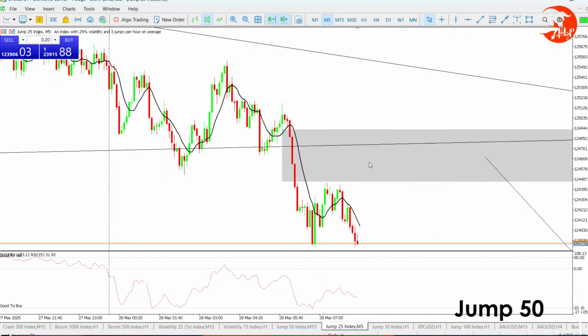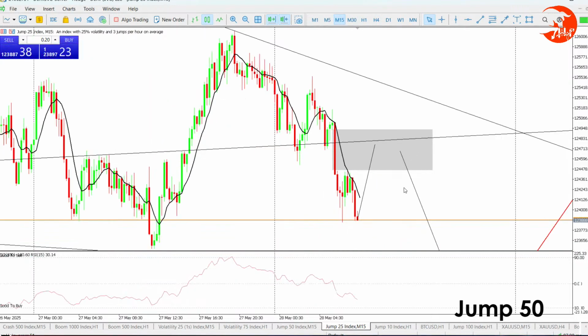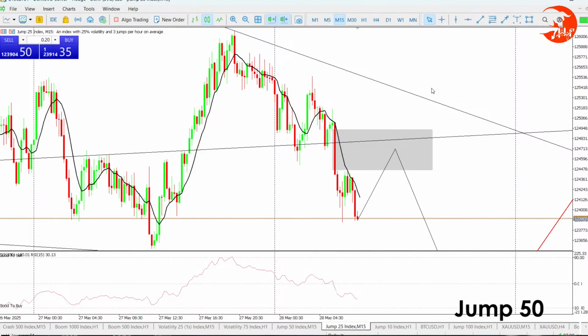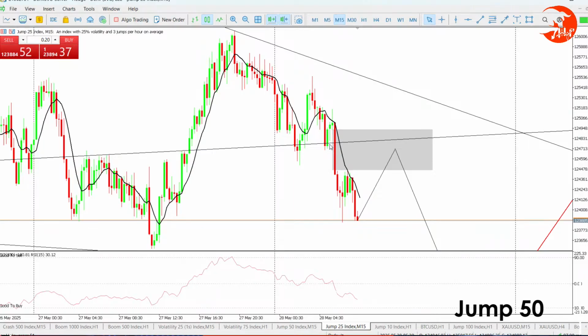If I go to M5, yeah, exactly, M5 is going to confirm this move. Is likely to confirm that move right there. Then on M15, I come with my sales. All right, I think that's clear enough. Oh, this is Jump 25, please.